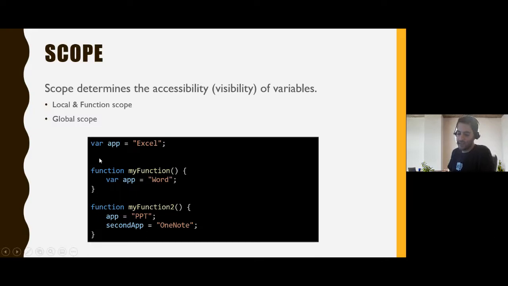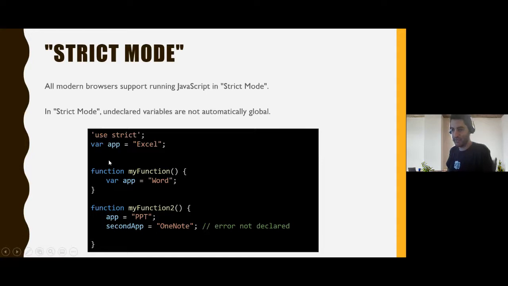It says, all right, it's probably a mistake or something like that, but I'm gonna declare the second app in the global scope, and I'm gonna make it a global variable. And this is the default behavior of JavaScript. When you assign something to a variable that wasn't declared, it's gonna go up the chain, look up to the global scope, and if it can't find it, it's gonna declare it there. And this brings me to something called strict mode.